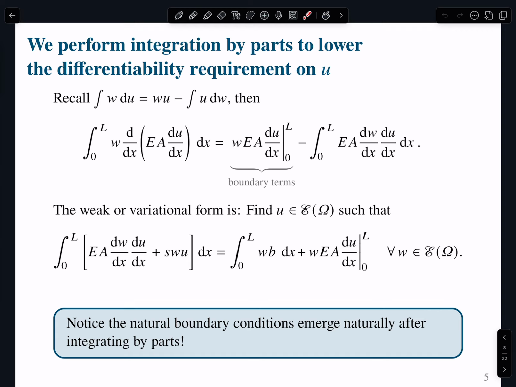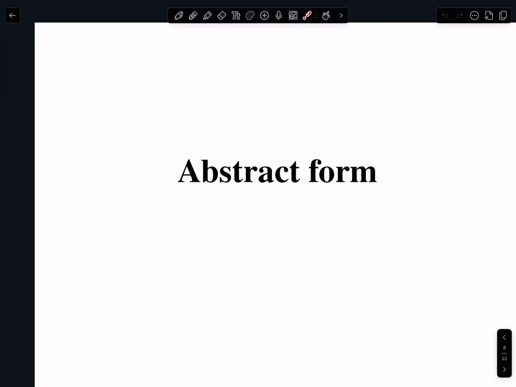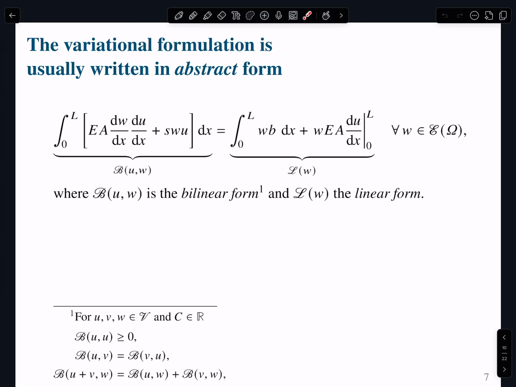Of course, you could obtain the weak formulation for any problem. Normally people describe the weak form in abstract form. So we take the left term and call it the bilinear form, because it is a function of two functions, u and w, and it is linear in each of those. On the right-hand side of the equation you have the so-called linear form, and you notice that there is no u anymore there.